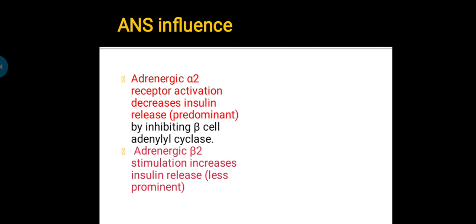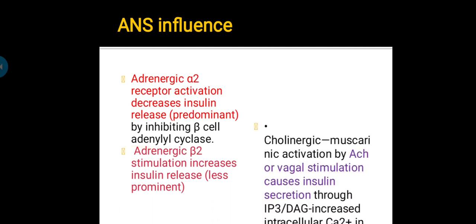What is the effect of the beta-2 receptor? Adrenergic beta-2 stimulation increases insulin release. So beta agonists tend to increase insulin release, but that is less prominent. Alpha-2 prevents insulin release, and beta-2 stimulates insulin release, but alpha-2 action is predominant.